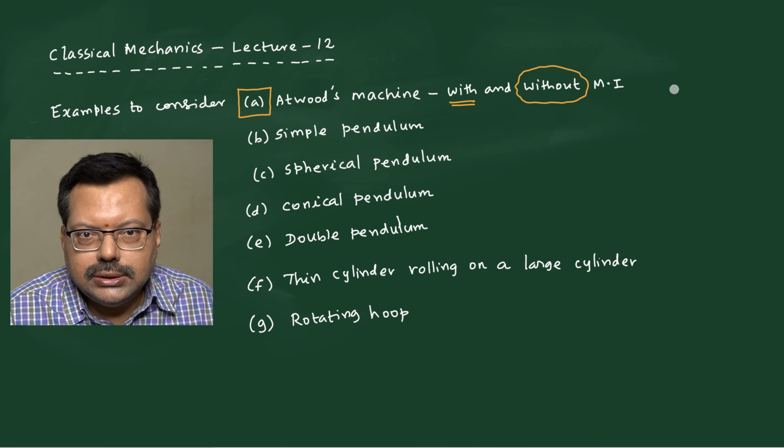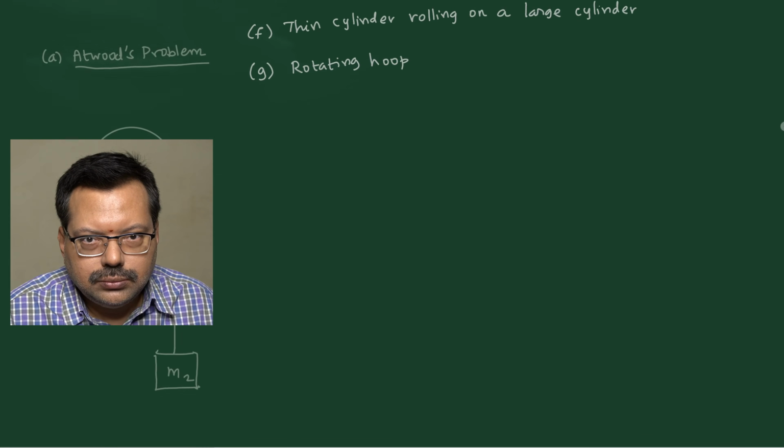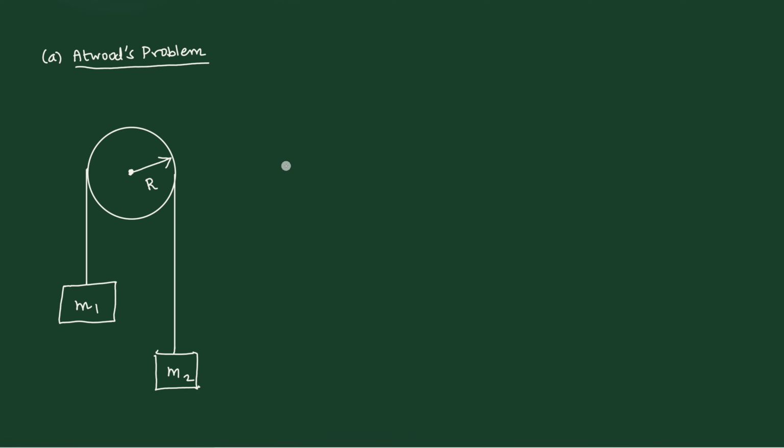Okay, so let us start with problem A, the first problem, and let me draw a suitable diagram for that. So this is the simplest diagram that we can draw. Here we will have to consider that one of the masses is larger than the other mass. Otherwise, if you release the system, there won't be any dynamics. If two masses are of equal mass, then there won't be any dynamics. So let us assume that one of the masses is larger than the other mass.